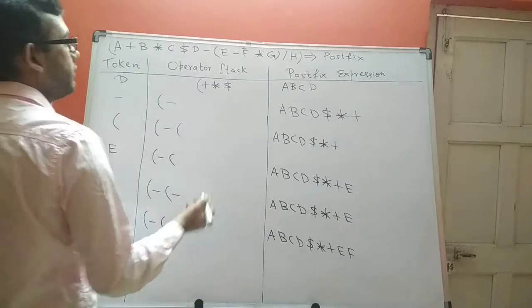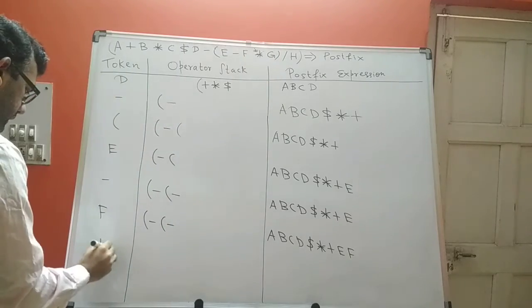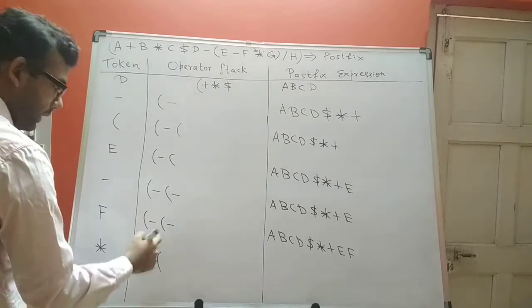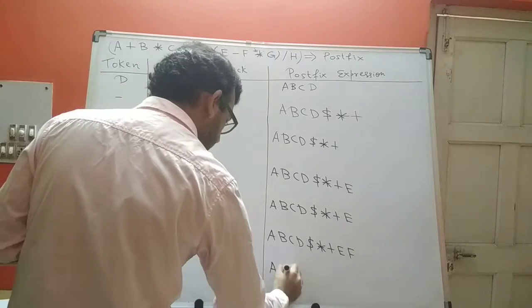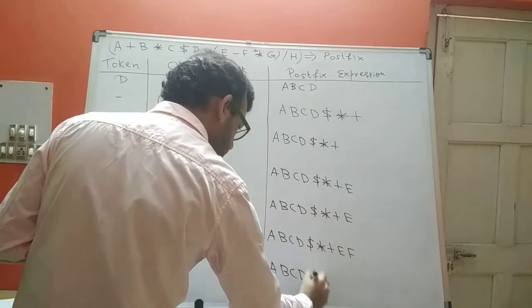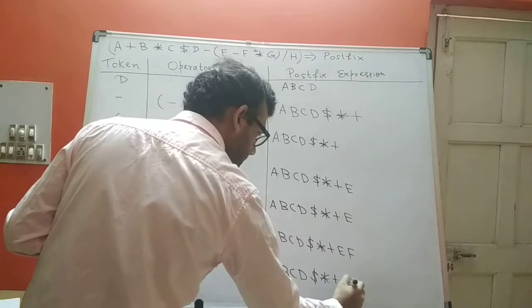Okay. After F, what I have is star. Now star, as we know, it has greater precedence than minus, so I can push it onto the stack. And my output expression, my postfix expression, remains the same.